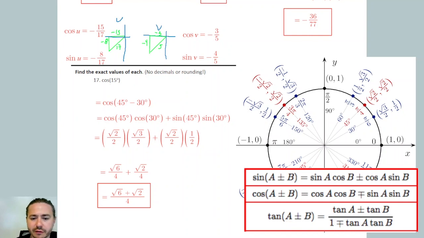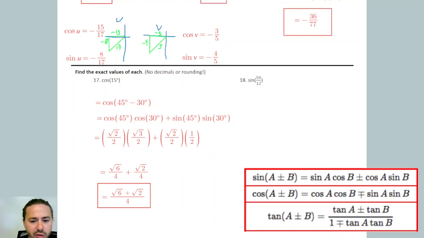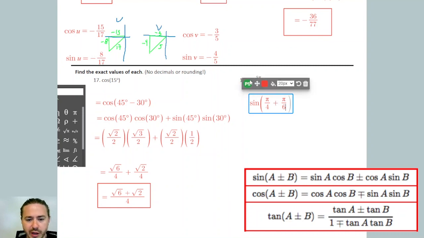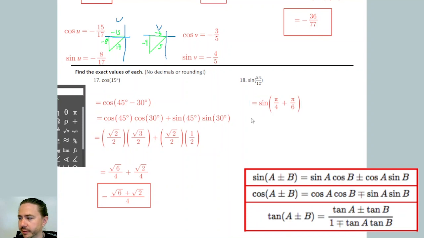All right, let's do sine of 5 pi over 12. So one way that we can get 5 pi over 12 is by adding pi over 4 plus pi over 6, I think that should work. Pi over 4 is 3 pi over 12, and pi over 6 is 2 pi over 12. So 3 pi over 12 plus 2 pi over 12 is 5 pi over 12. And we'll use the sine sum formula here, which I still have up. So the sine sum formula looks like this.